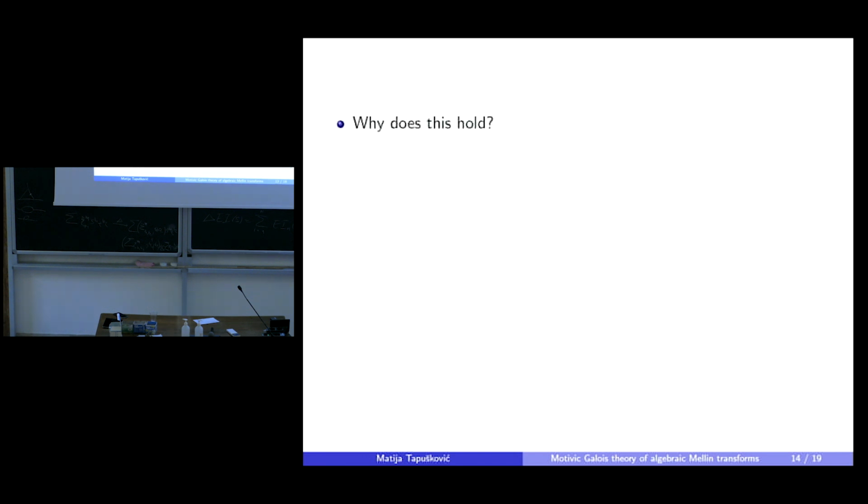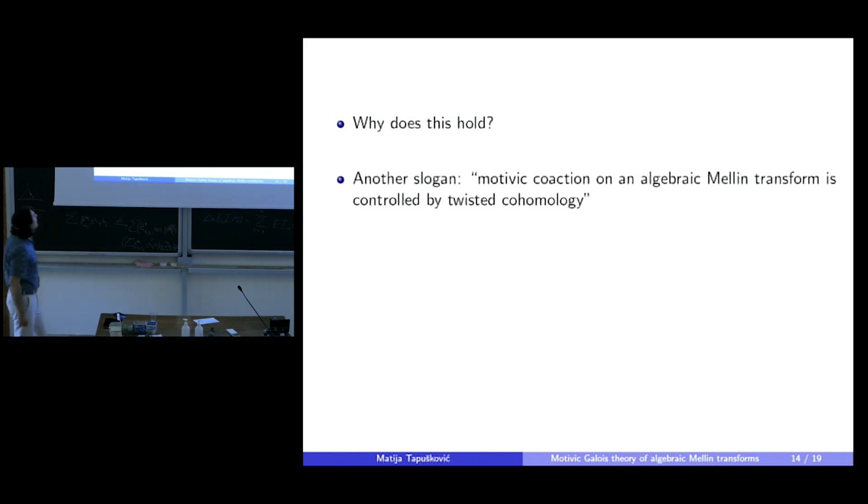So let's talk a little bit about why this holds. Another slogan, so the previous one was: the motivic Galois group acts on Taylor expansions of algebraic Mellin transforms through power series. This is the second one I'd like you to take away: the motivic coaction on an algebraic Mellin transform is controlled by twisted cohomology. Again, a bit vague, because which twisted cohomology?